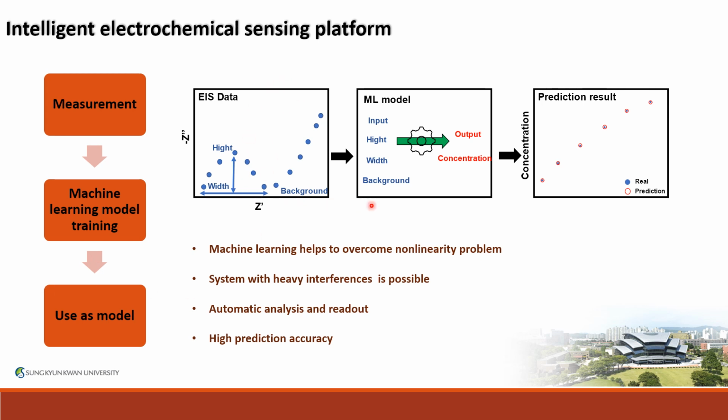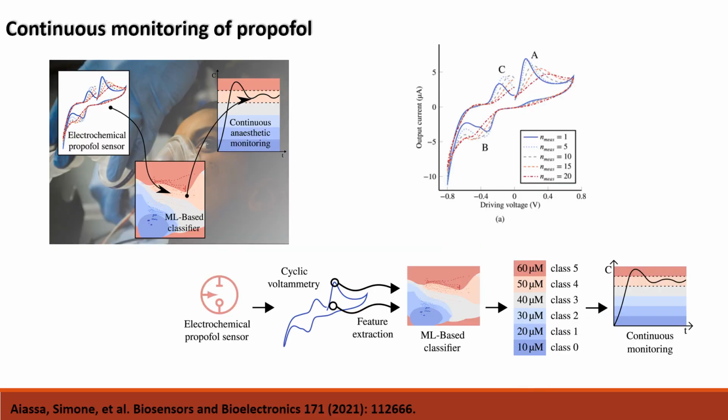Here is an example. We get the EIS data, put it into the machine learning model, and then we can directly predict from the trained model. Here we can overcome the nonlinearity problem, and we can do the detection in a heavy interference system. It is also automatic analysis, and it gives very high accuracy. So this is an example of recent research on machine learning and electrochemical sensors.